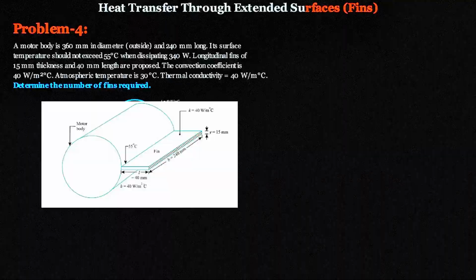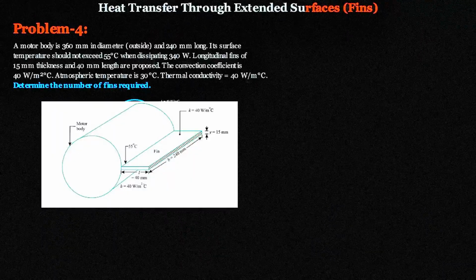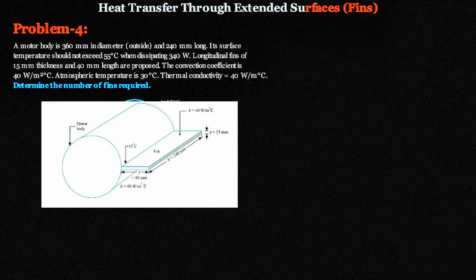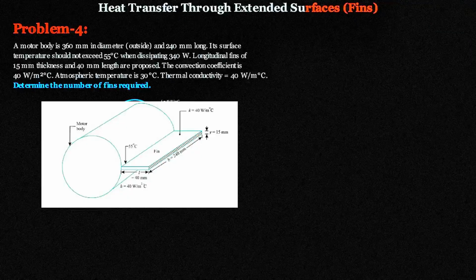Here we see a cylindrical motor body with an attached longitudinal fin. The motor surface is at 55 degrees Celsius. The fin has a thickness of 15 millimeters and extends 40 millimeters outward from the motor surface. Heat is conducted through the fin and then convected to the surrounding air at 30 degrees Celsius.